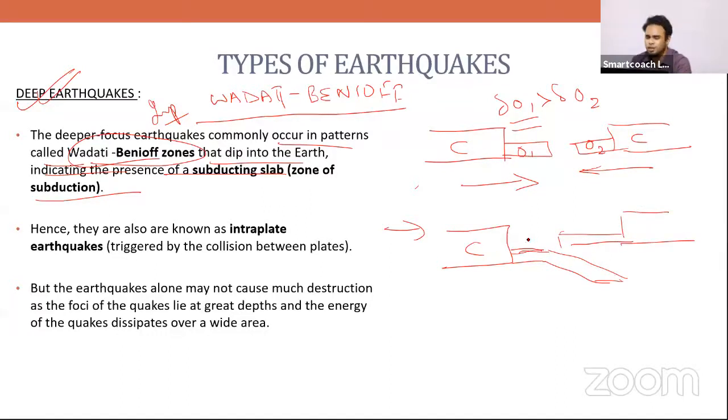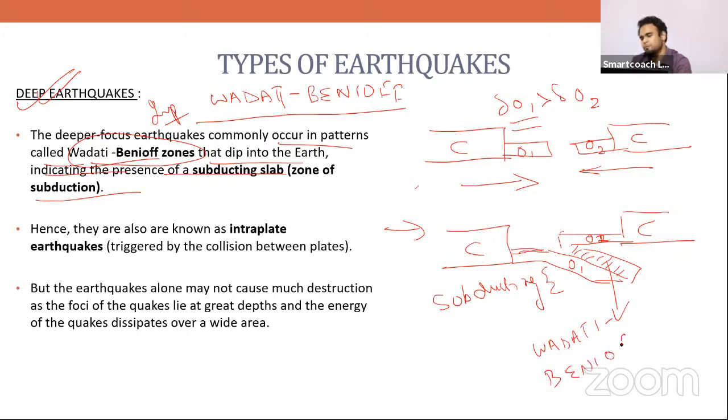So we'll get a structure of this kind. This is your O1, this is your O2. O1 is subducting. This whole zone of subduction, this area, is subducting under O2, right? So this area which is subducting under your O2 is called the Wadati Benioff or Benioff zone. Fine. And this zone is related to deep focus earthquakes. All right, understood this? Fine.